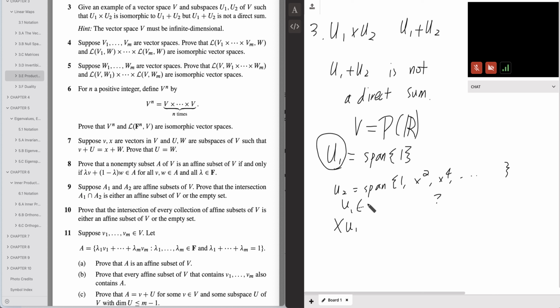If you do x u1 plus u2, then maybe that. The only problem is this is definitely not in the sum, so that doesn't work, right? This is such a bizarre situation. I don't see a way out of this.